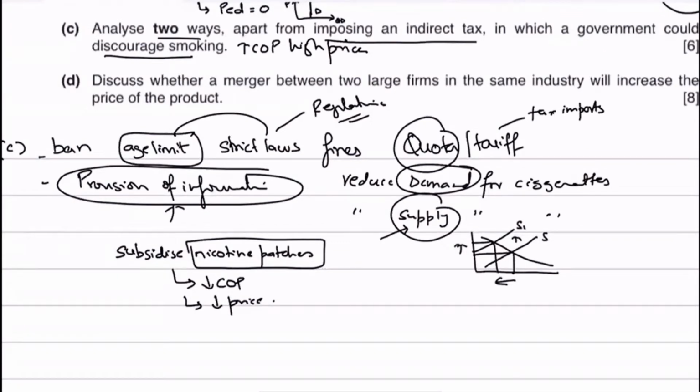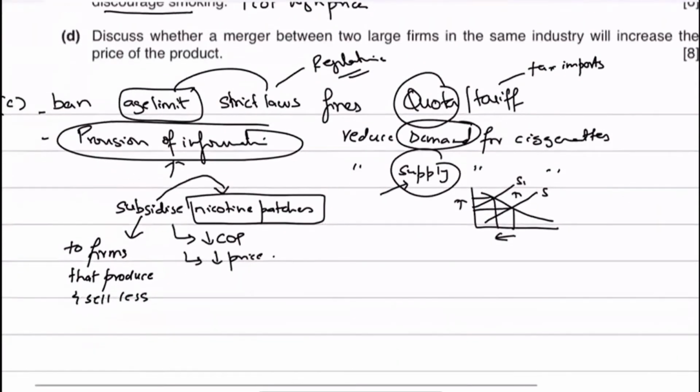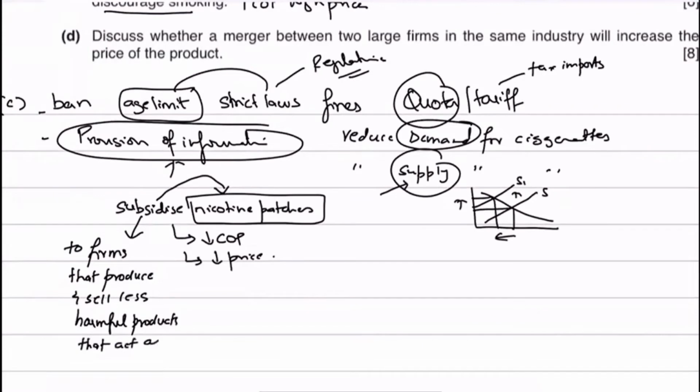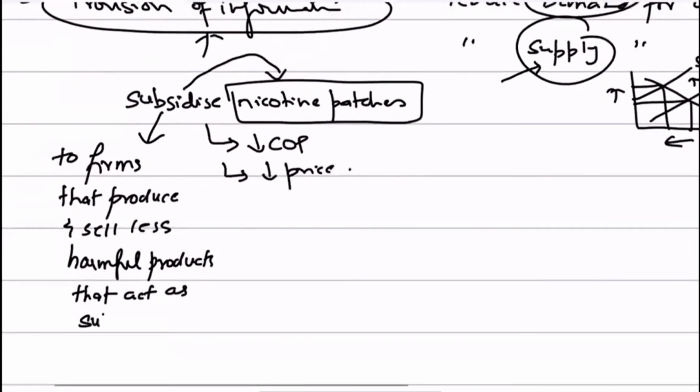You could say the government would give subsidies to firms that produce and sell less harmful products that act as substitutes for cigarettes.